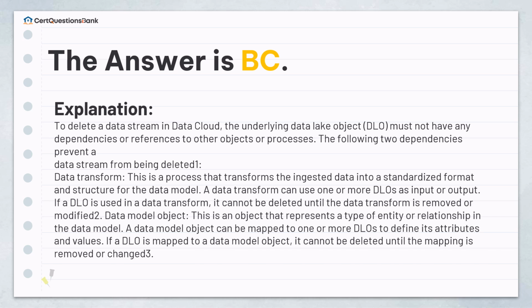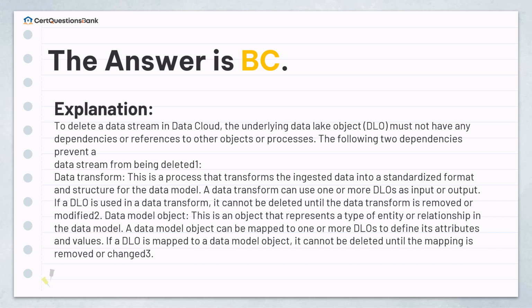To delete a data stream in Data Cloud, the underlying data lake object, DLO, must not have any dependencies or references to other objects or processes. The following two dependencies prevent a data stream from being deleted. 1. Data transform. This is a process that transforms the ingested data into a standardized format and structure for the data model. A data transform can use one or more DLOs as input or output. If a DLO is used in a data transform, it cannot be deleted until the data transform is removed or modified.